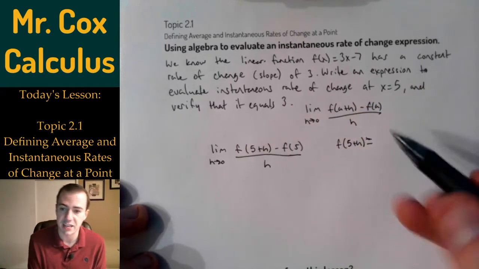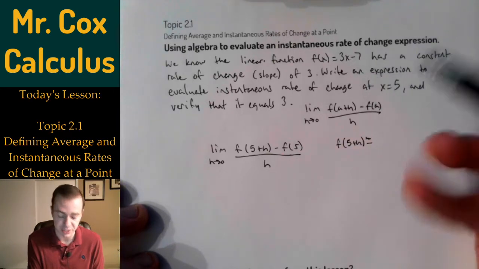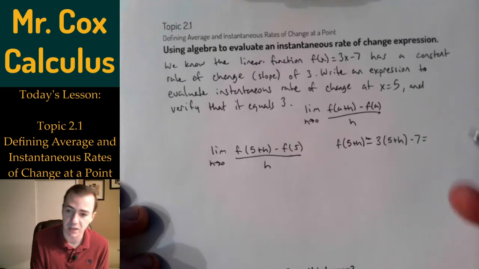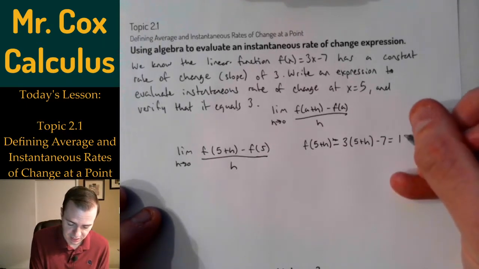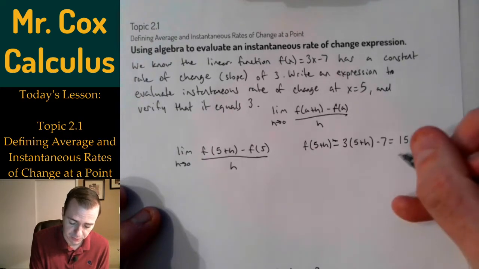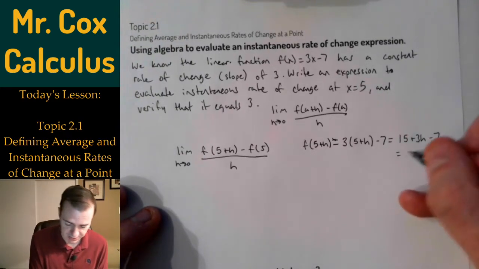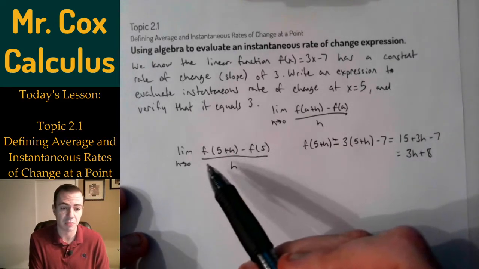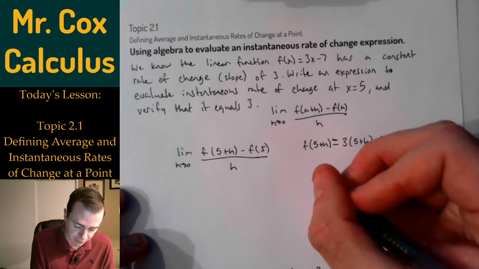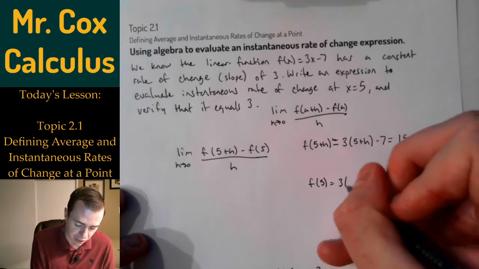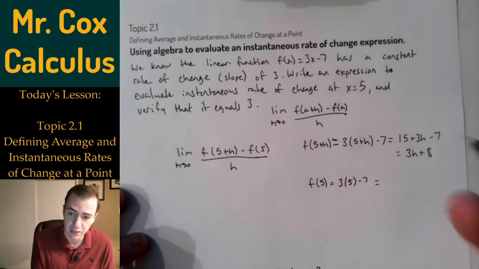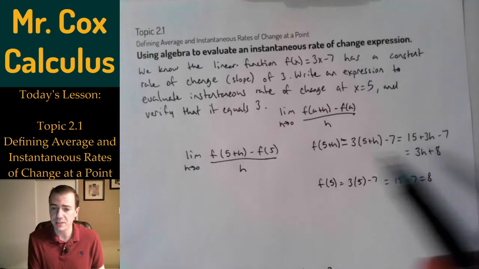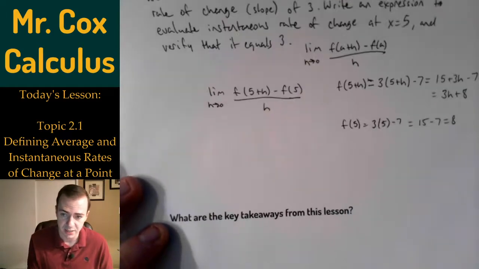F of 5 plus h means to take 5 plus h and substitute it in for x, 3 times 5 plus h, minus 7. And if I distribute the 3, I get 15 plus 3h minus 7. And so if I combine the 15 and minus 7, I get 3h plus 8. So that's what f of 5 plus h is. F of 5, well, that's just going to be 3 times 5 minus 7, which is 15 minus 7, which is 8.